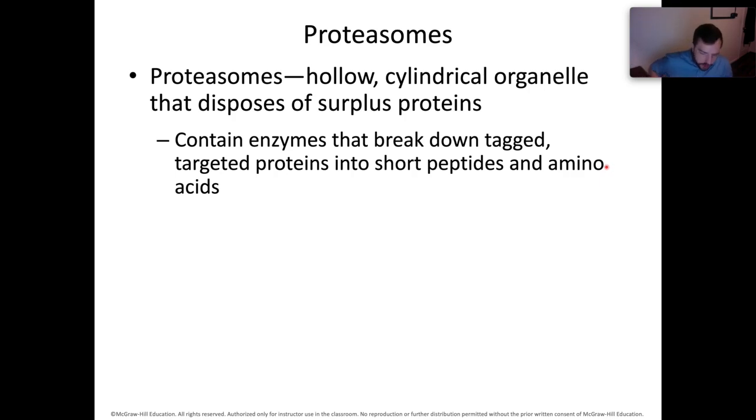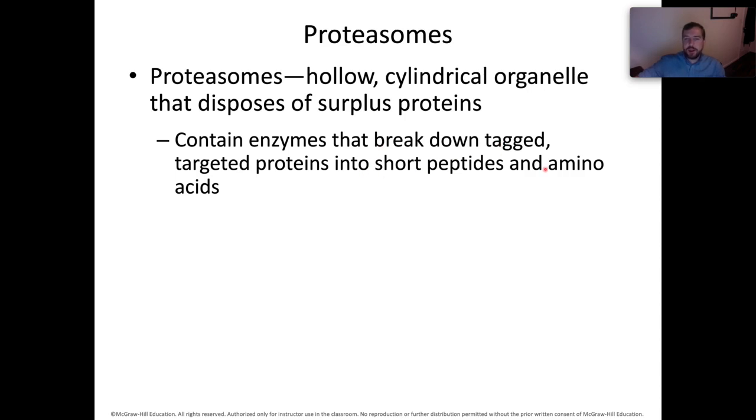Proteasomes are also like lysosomes and peroxisomes, except their job is to break down proteins that are old and worn out. So the older your proteins get, you start tagging them with a molecule called ubiquitin. And after it gets so many tags of ubiquitin, the cell says, hey, we really need to get rid of this guy and build a new one up. So it'll send a proteasome after these proteins. They only degrade the tagged proteins, right? Because you wouldn't want it to degrade healthy proteins.